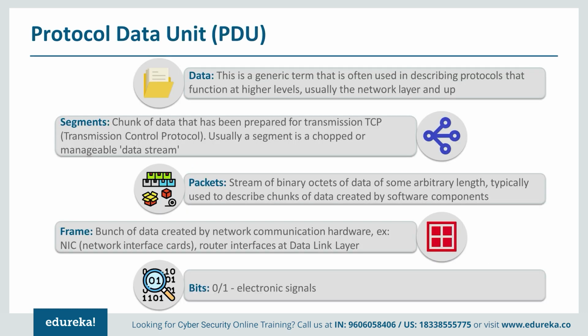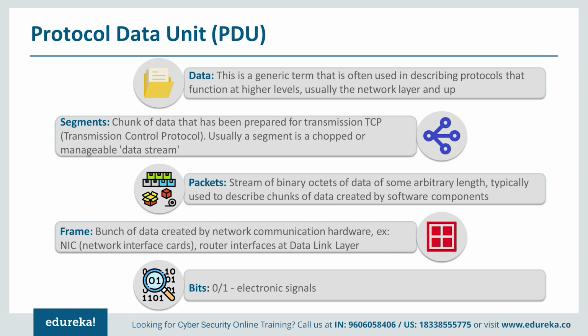So we need to understand what exactly data is, what a segment is, what a packet is, what a frame is, and what a bit is. What is a bit? A bit is a 0 or a 1. This is the only language which a computer and a network device understands. 0 is no charge. 1 is positively charged. When a positive signal comes in, it will be read as 1. And if 0 comes in, that's a no, obviously there is no signal in it. So these are bits, zeros and ones.